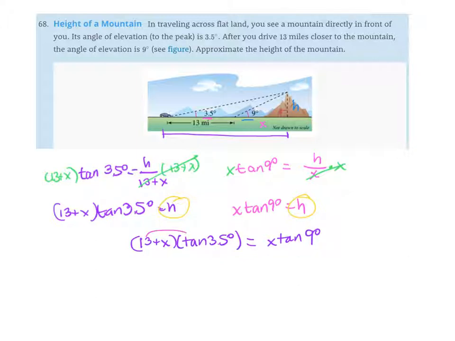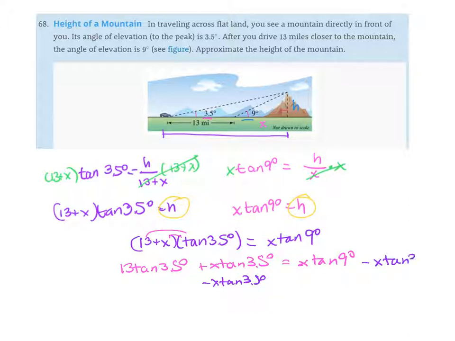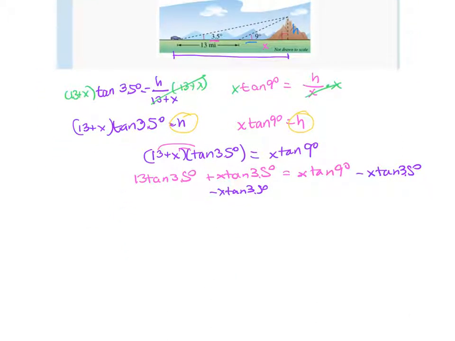So now what I want to do is go ahead and distribute this 13 and the x. So I'm going to get 13 tangent of 3.5 degrees plus x tangent of 3.5 degrees equals x tangent of 9 degrees. So when I get all my x's together on one side, I'm going to subtract x tangent of 3.5 degrees from both sides. And then I have 13 tangent of 3.5 degrees equals x tangent of 9 degrees minus x tangent of 3.5 degrees. So I can factor out an x on the right side.